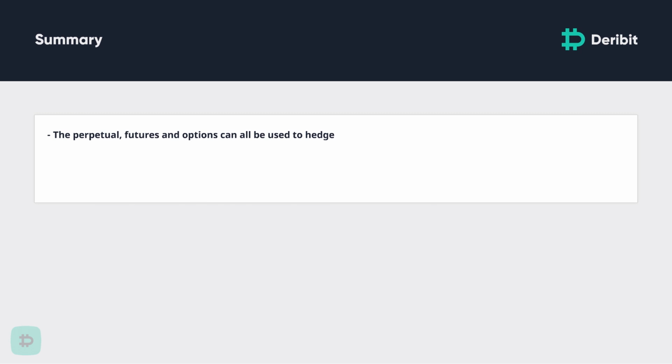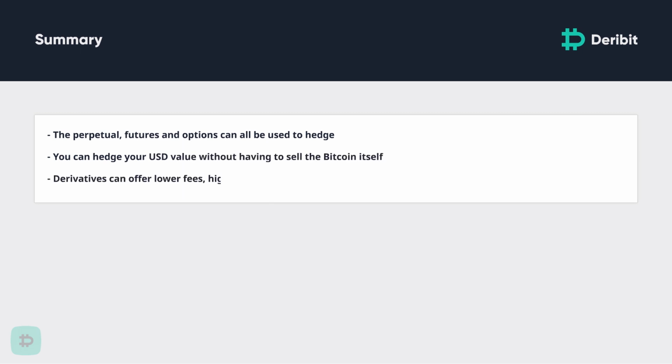In summary, the perpetual, futures and options can all be used to hedge against the downside risk of a volatile asset, without having to sell via a spot exchange. This way, a trader can take advantage of the lower fees, higher liquidity, and funding payments, to name a few of the advantages of a derivatives exchange. This was a basic overview of hedging USD value by shorting 1x.